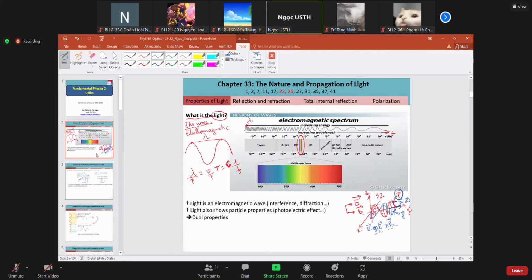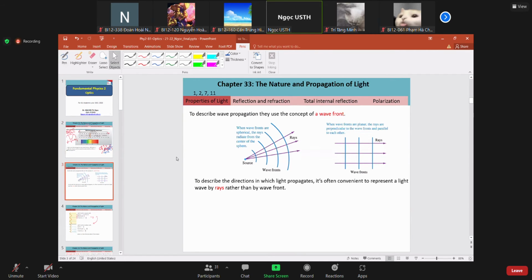Okay, so now you understand what light is, and some properties of light. Let's move to the next step to see how we describe the wave. Here I have two kinds of light source. The first one is a point source like that. The second one is in the second figure like this. Let's see.